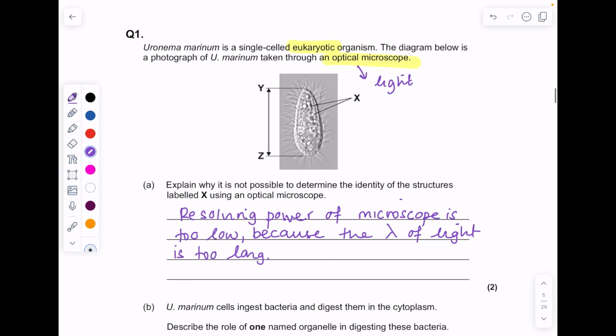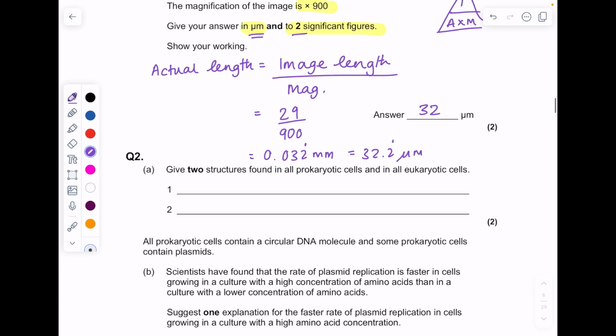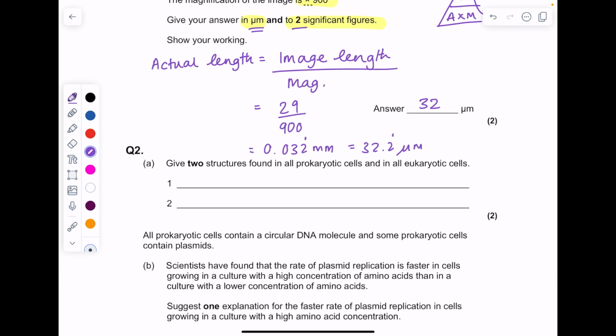So what is the image length? You need to use your ruler in the exam to measure the length of this, which is 2.9 centimeters, which is 29 millimeters. The magnification, we were told, was times 900. Careful with your units, that's in millimeters. Times it by 1,000 to get it into micrometers. And then don't lose a mark, you need it to 2 sig fig. Give 2 structures found in all prokaryotic cells and all eukaryotic cells: cytoplasm, cell surface membrane.